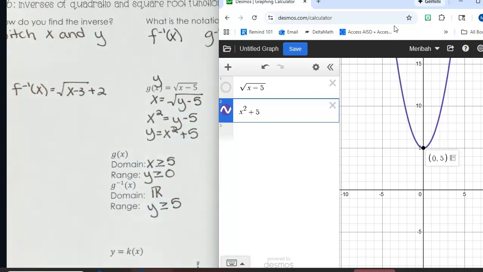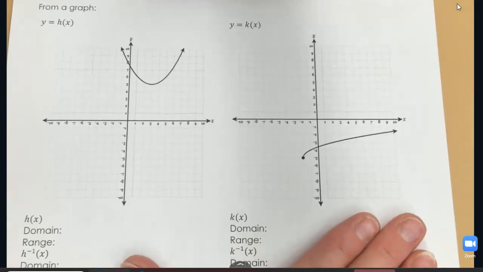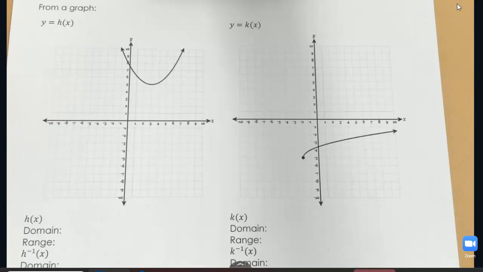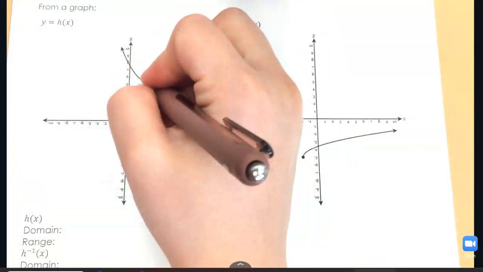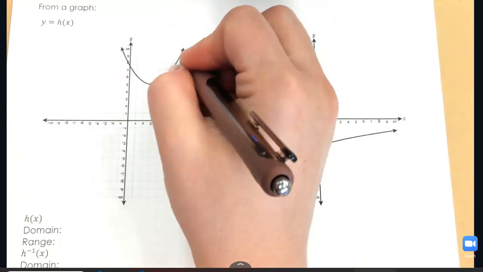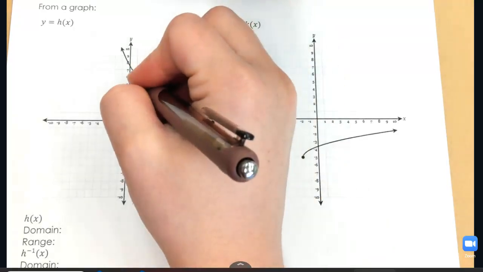Okay, now let's look at inverses from graphs. Again, you are still switching x and y, but you are going to look at points on your graph and flip the coordinates to plot the new function. So I'm going to start looking at the graph on the left, which we are calling h of x, and I'm going to identify some whole number coordinates here that I can switch.